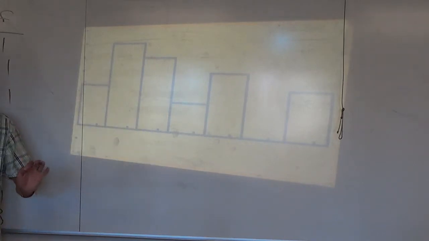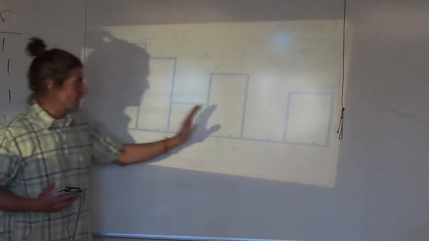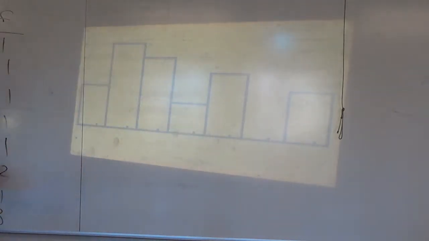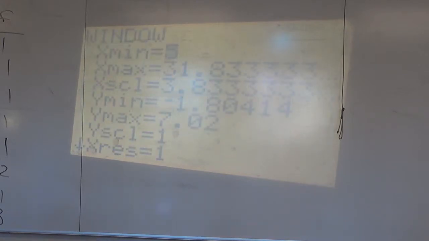Whenever you press zoom 9, the TI is always going to put 7 categories down. Always. By default, it slaps 7 bars up. You can make it do other numbers of bars if you want to. For example, the first thing I did was go to the Window screen and go to Xmin and Xmax. I saw it was at 5 and 31, which seemed like a strange bunch of numbers. So I changed 31 to 30, and I changed X scale, instead of 3 and 5/6, I think it is right now, to 5.